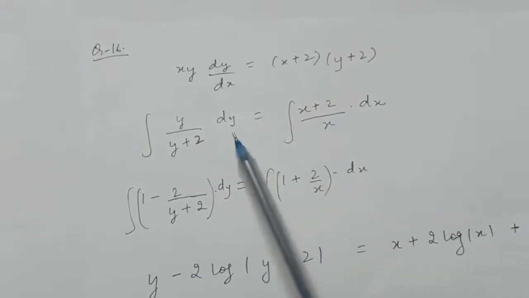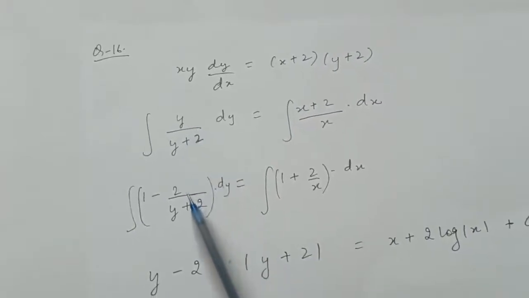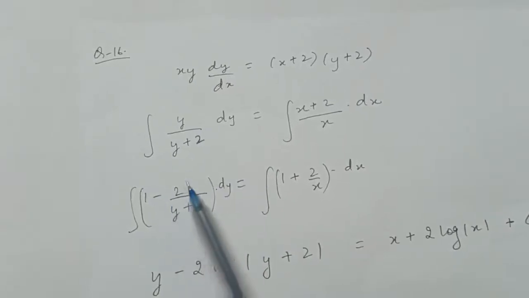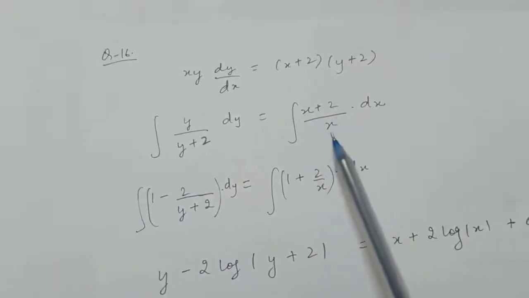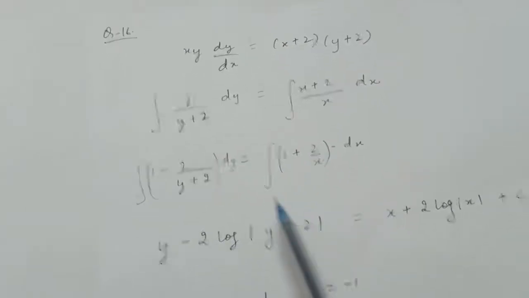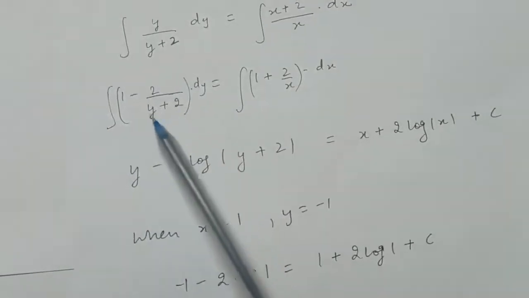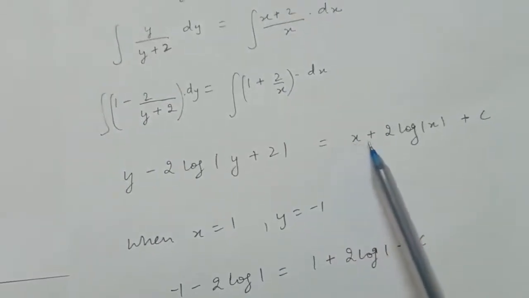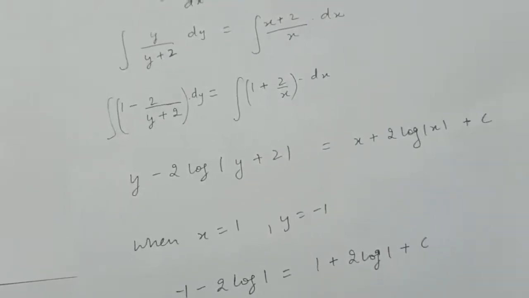Now integrating both the sides. For this integration, add and subtract 2 in the numerator. So you will get y plus 2 minus 2, which will be equal to 1 minus 2 upon y plus 2. And for this, divide the numerator by the denominator x. So it will be 1 plus 2 by x, right? Now integral of 1 is y, minus 2 as it is, integral of 1 upon y plus 2 is log mod of y plus 2, equal to integral of 1 is x, plus 2 as it is, integral of 1 by x is log mod x, plus c.